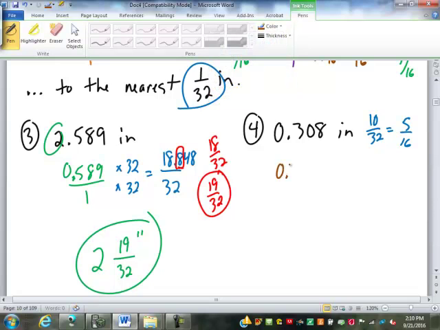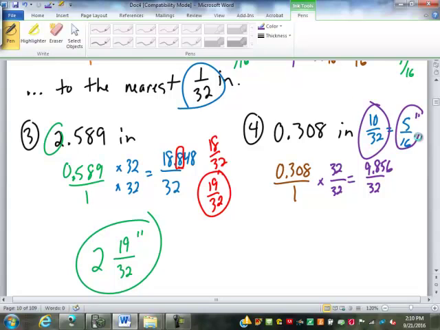Let's go through that. There's no whole number, so we're just going to take our decimal over 1. Times 32 on top and bottom. Gives us a denominator of 32. 0.308 times 32 is 9.856. And of course, that is between 9 and 10. Definitely closer to 10/32, giving us 5/16 of an inch.